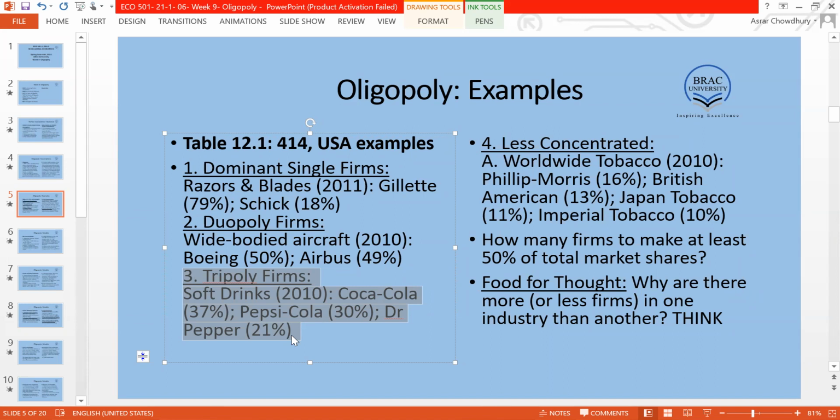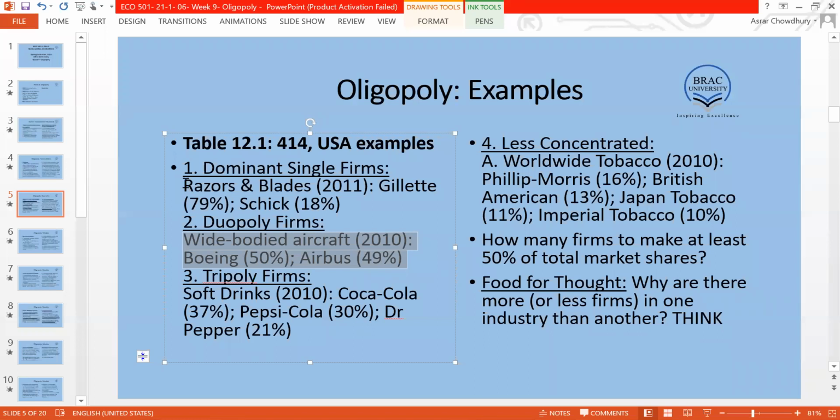Anyhow, so this is a tripoly firm. This is a duopoly industry, global. Look at the global industry. 99% of the market share is dominated by two firms, Boeing and Airbus. The two firms control 99%.